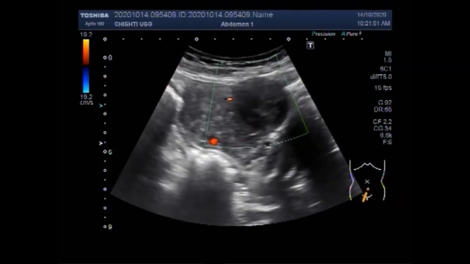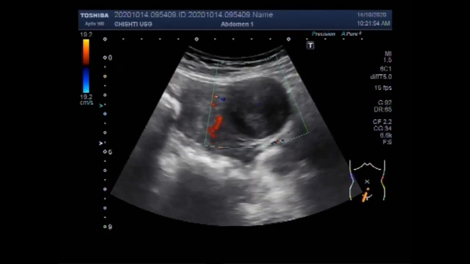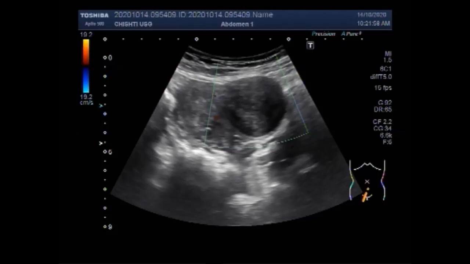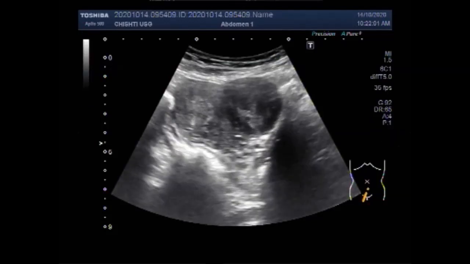Now you can see the blood flow in the uterus. Blood flow is seen in the rim region, not in the central region.